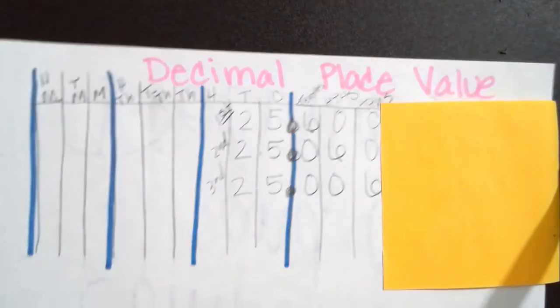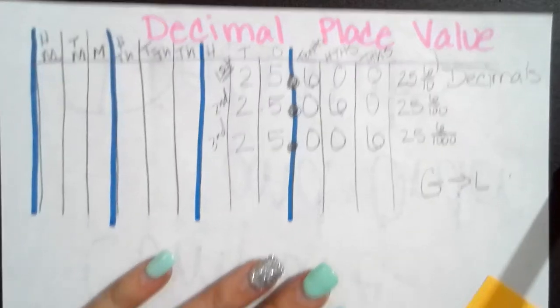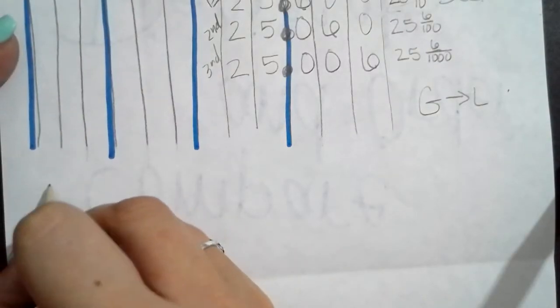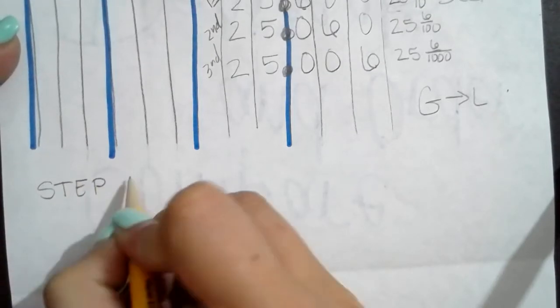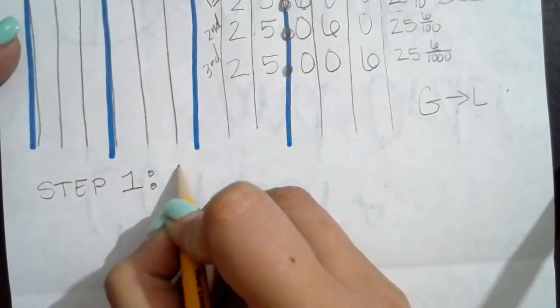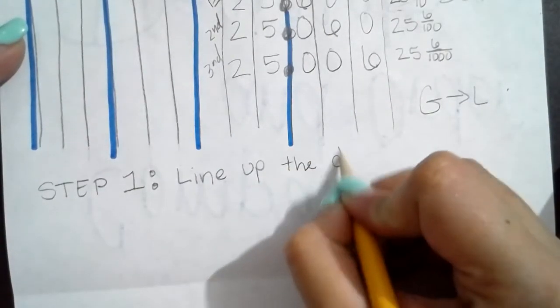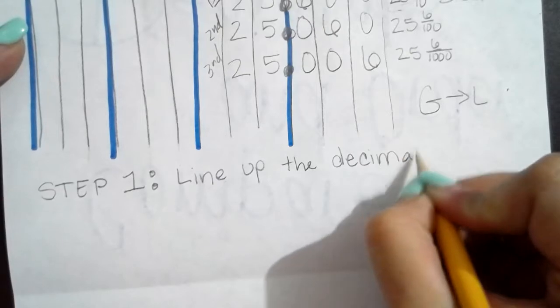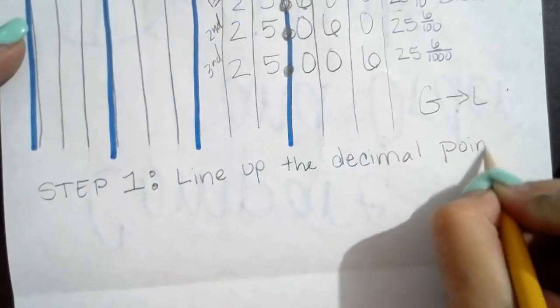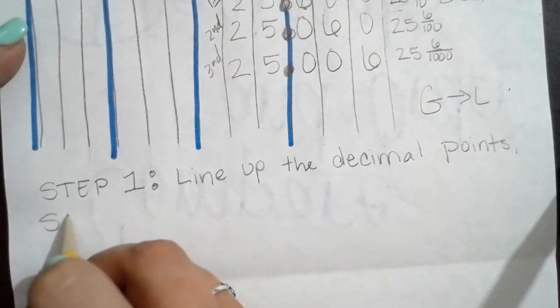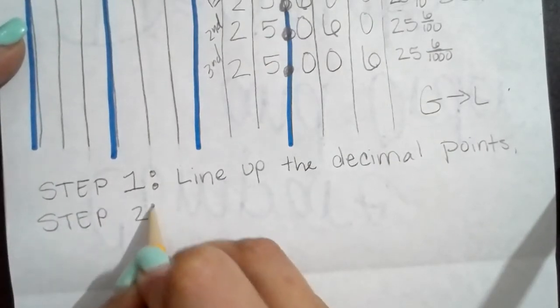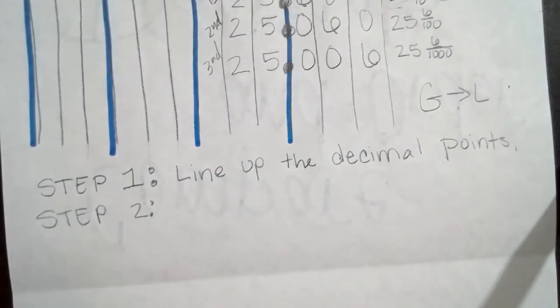Okay, so I just compared and put those decimals in order. All right, so that was at the top of my thing. So our rules for putting things in order is to step 1, line up the decimal points. Step 2, start at the left.